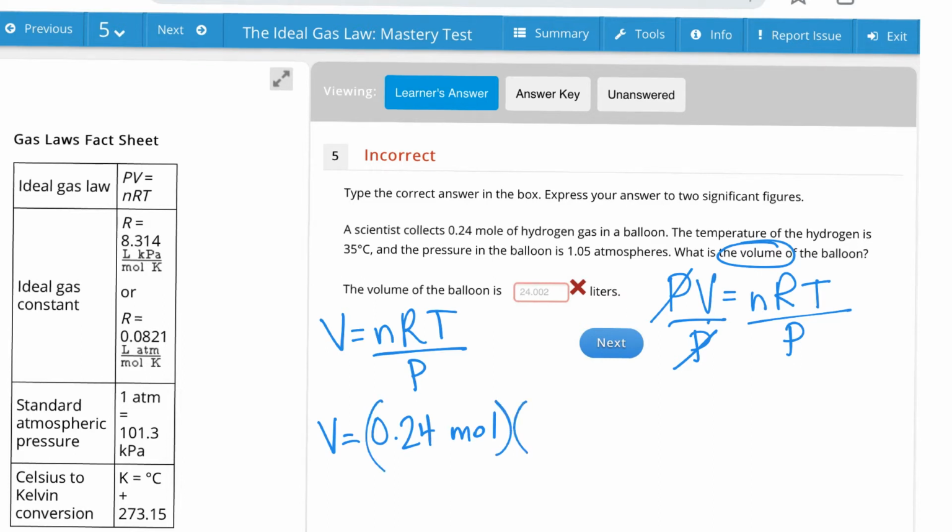For N, I'm going to put the number of moles, which is 0.24 moles. And for R, we're going to use the ideal gas constant that relates to atmospheres. You've got to look and see if yours is in kilopascals or atmospheres. Since the pressure is in atmospheres, we're going to use this R, which is 0.821.